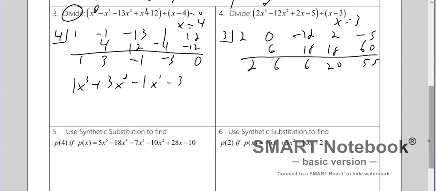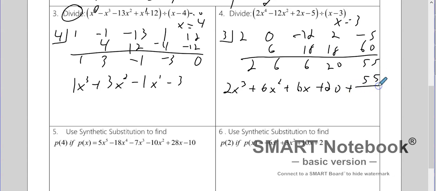Now, I started with a 4, a quartic, so the 2 is going to go in front of an x cubed. The 6, which is positive, goes in front of an x squared. The next 6 goes in front of an x to the 1, or just x. The 20 is my constant, and the 55 is my remainder. So I write the remainder over the original divisor, x minus 3.